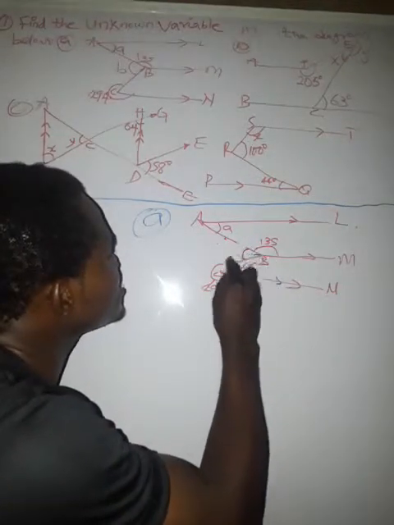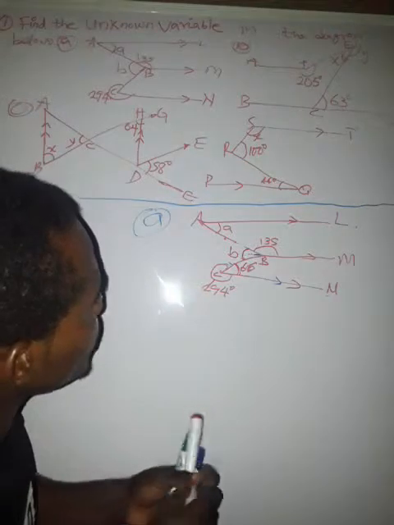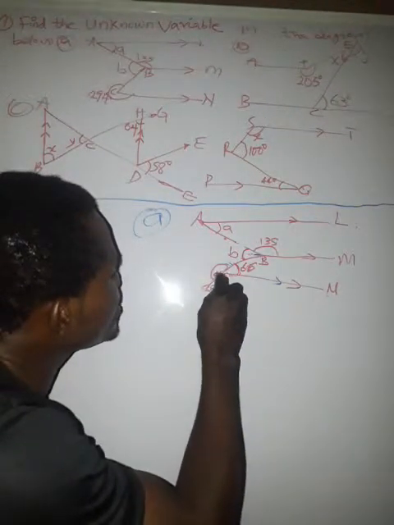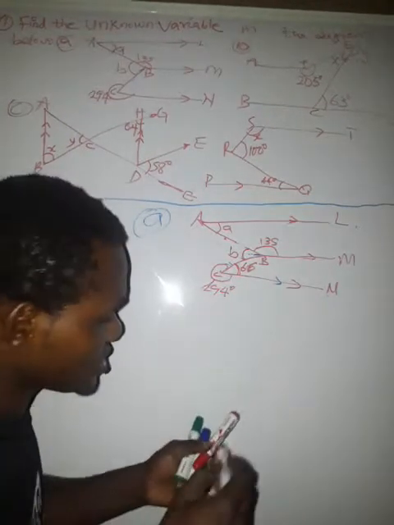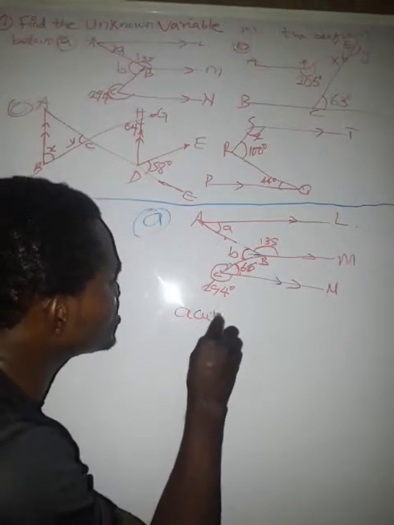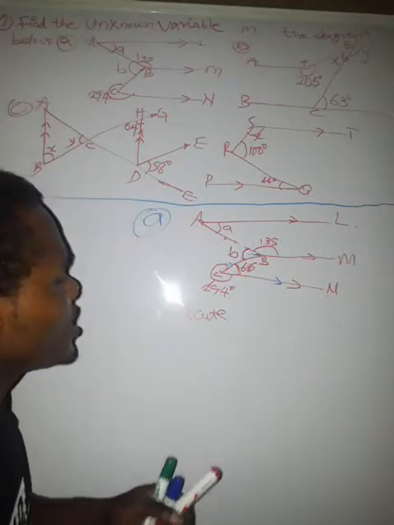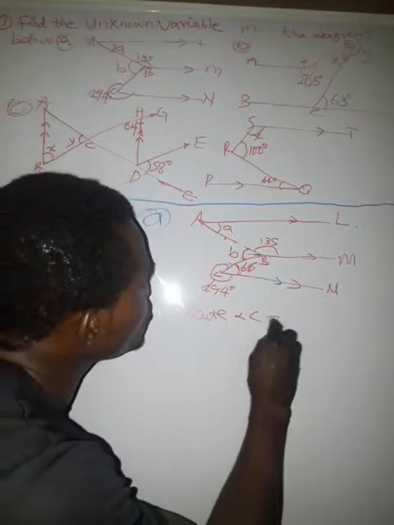So we need to calculate A and B. So how do you calculate A and B? If you look at this point, we need to first of all calculate the acute angle at C. An acute angle is an angle that is greater than 0 but not up to 90 degrees. So the acute angle at C will now be equal to what?